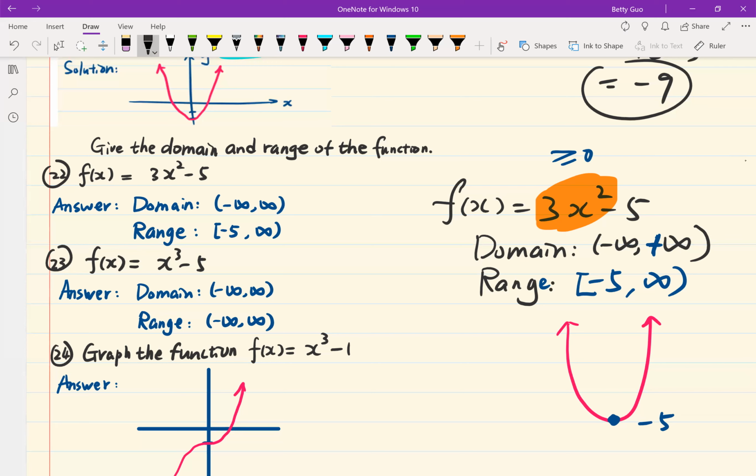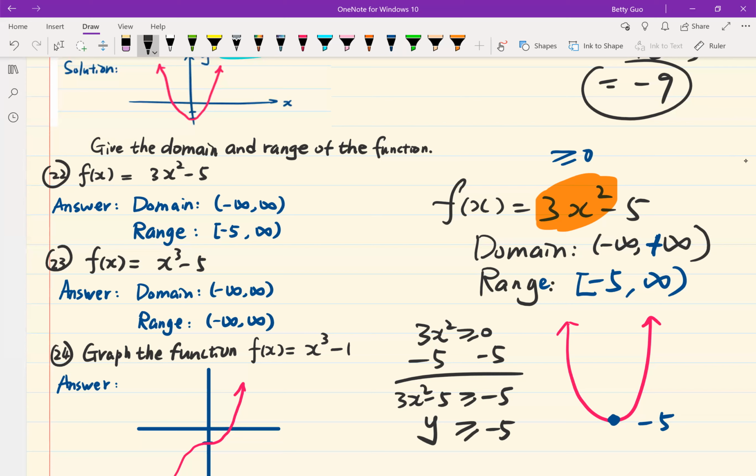Let me show you this way. The orange part, 3x squared, is bigger than or equal to 0, right? And you minus 5 from both sides. You have 3x squared minus 5 bigger than or equal to negative 5, right? And what is 3x squared minus 5? Your y. y is bigger than or equal to negative 5. So your y value has a minimum value of negative 5. That gives the range from negative 5 to positive infinity.